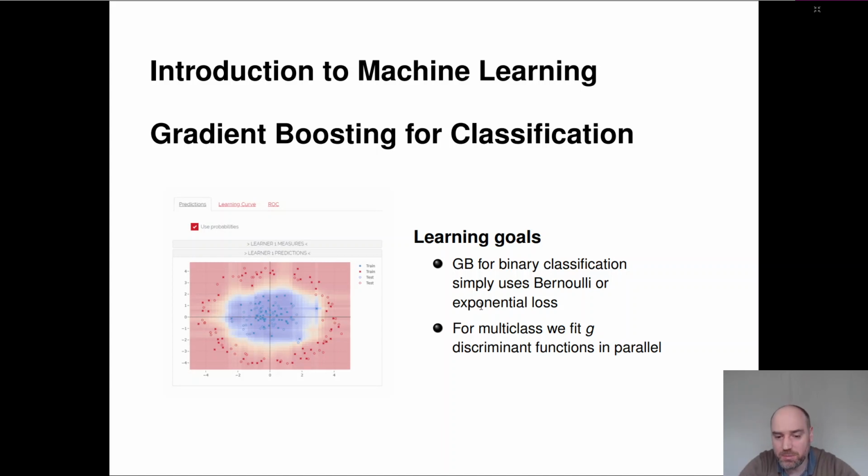As always, it becomes a bit more complicated if we use multi-class problems. We'll discuss this here also a bit. We then have to resort to fitting G discriminant functions in parallel, so we loop around the boosting procedure one further time for each of these discriminant functions, but we'll see how that works. It's also not that difficult.